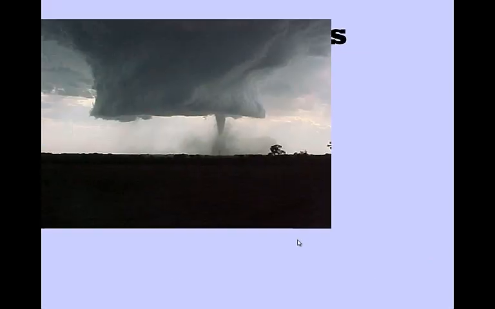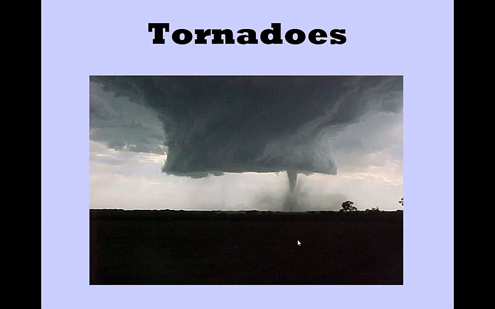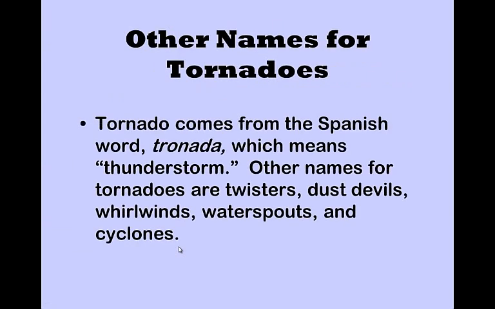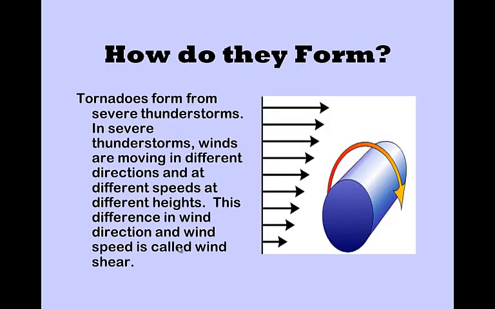Tornadoes are a little bit different, though similar in many ways. Here is an actual hurricane, but it's got a tornado coming off of it. The name comes from the Spanish word tornada, which means thunderstorm. They're also called twisters, dust devils, whirlwinds, waterspouts, and cyclones. These form during severe thunderstorms. The winds are moving in different directions and at different speeds at different heights. This difference in wind direction and wind speed is called a wind shear.